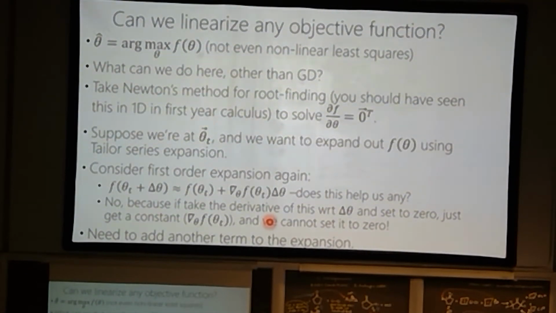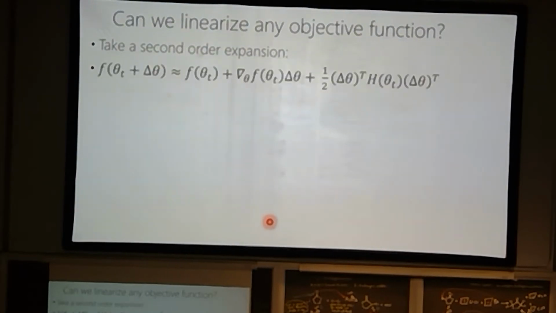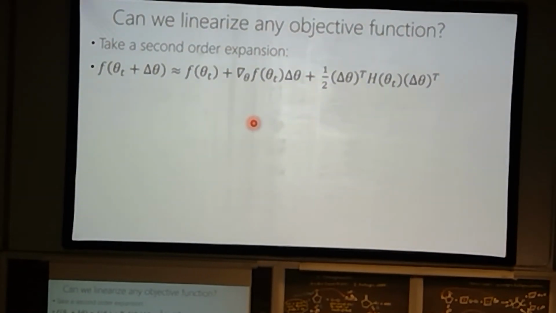So I need another term to the expansion, and then I can do something. And that's where we get to the Hessian, is we're going to do a second order expansion. So instead of just having these two terms, we're going to add a term here, which includes the Hessian, right? This is just now taking the Taylor series truncation one further, so I have the second order derivative. And what I'm going to do is the same trick I did before. I'm not going to go through it line by line here, but I'm going to take the derivative of this with respect to delta theta, and I'm going to set it equal to 0.